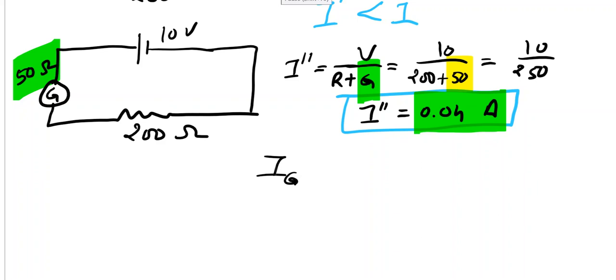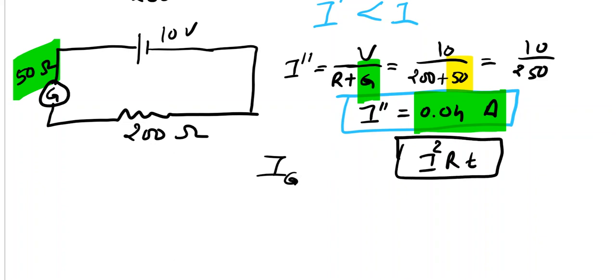Less current capacity means what? If you allow slightly more current through the galvanometer, it is likely to be damaged. The coil of the galvanometer will be burned because more current will produce more joule heat, I square RT. Okay, and then the coil will be damaged. So it is like a lose-lose situation.